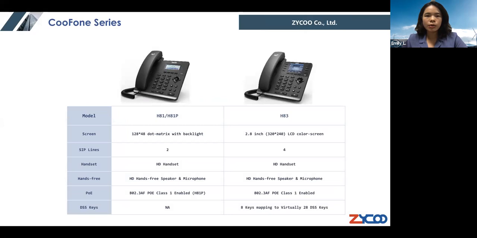Then here come our SIP phones. For SIP phones, we have two models, the H81 and the H83. The major difference between these two models is that the H81 supports 1 line SIP account, while the H83 supports 4 lines. Also, the H83 uses an LCD color screen, while the H81 uses a backlight screen. Other than this, they are pretty much the same in features.